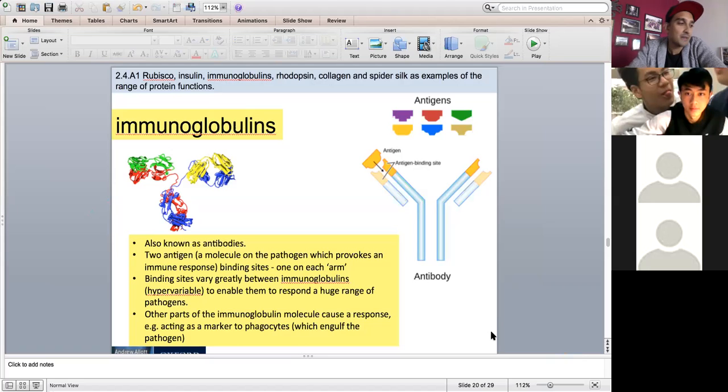Immunoglobulins. What does that mean? What is the word that we know? Antibodies. Yeah, and what are they for? For viruses. And what's the general term for bad stuff in our bloodstream? Pathogens. Pathogens, good. So antibodies are also proteins.